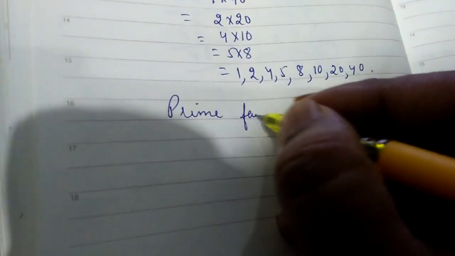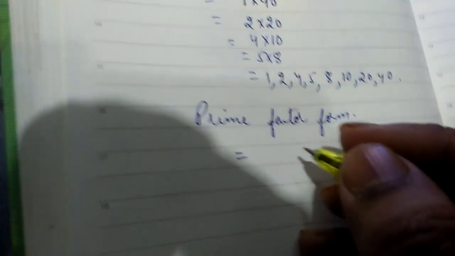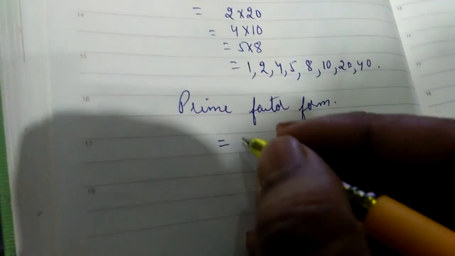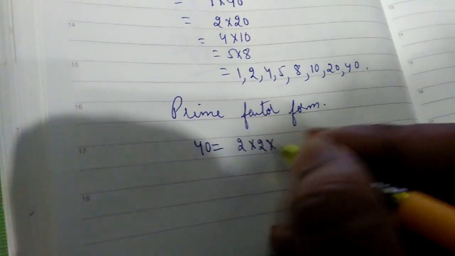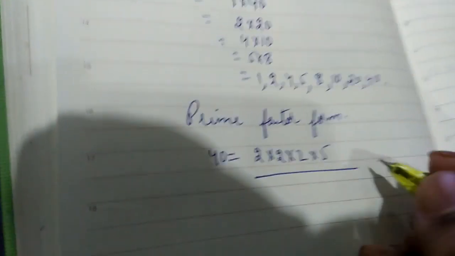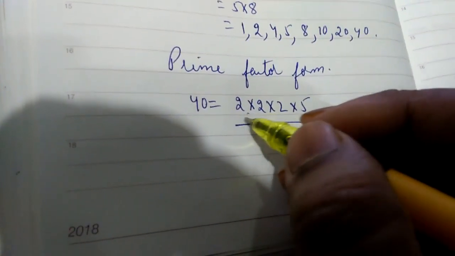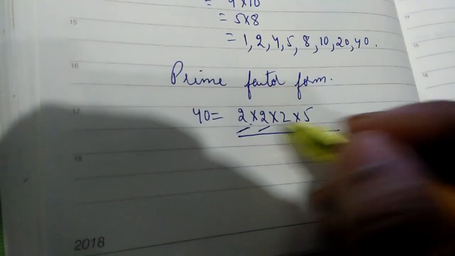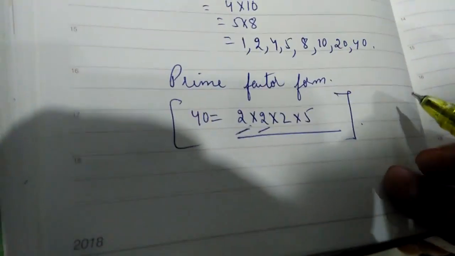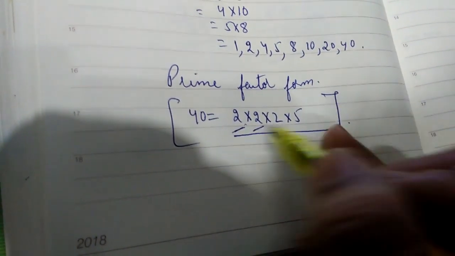So sometimes we will be asked prime factor form. So prime factor form is a form which cannot be reduced any further, as in, let's say 40 is equal to 2 into 2 into 2 into 5. So 2 cannot be split any further, 2 cannot be multiplied with anything to get a lower number. Similarly this 2. So this is the prime factor form. So sometimes you might be asked to express a number in a prime factor form.